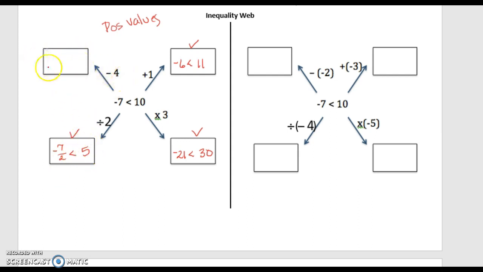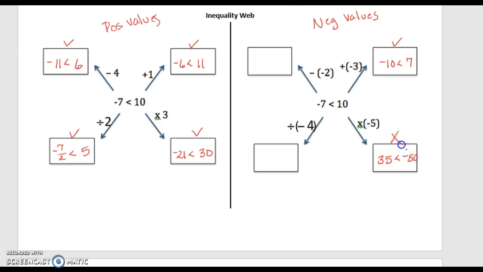And now if I subtract 4, that's going to give me negative 11 is less than 6, and that is also correct. So working with positive values and doing every one of the 4 operations, we always end up with a true statement. So now if we look at these negative values and do the 4 operations, we're going to add a negative 3, and so that gives us negative 10. Is that less than 7? Yes, that's still correct. If I take positive 35 now, is less than negative 50.